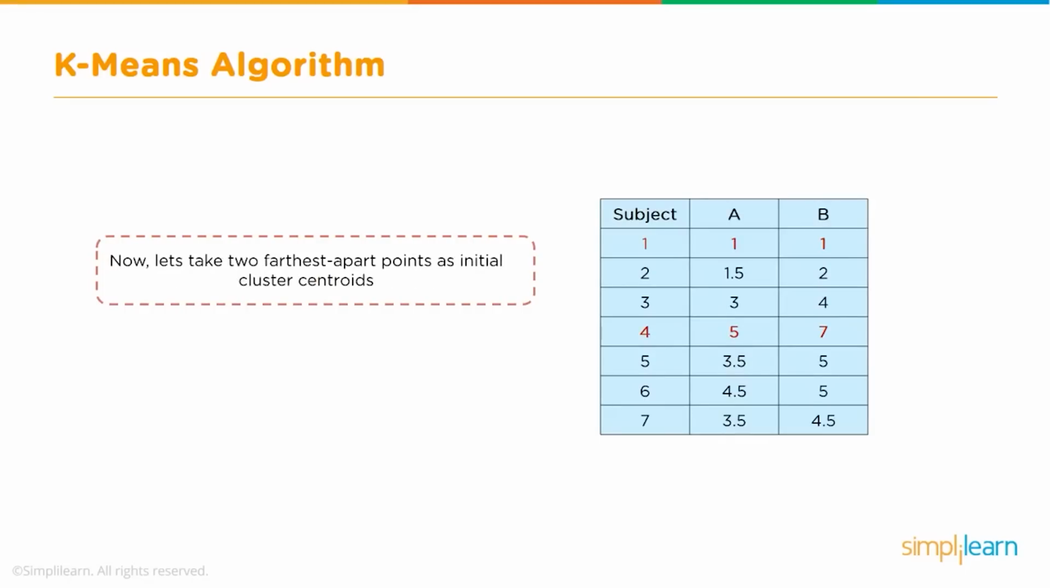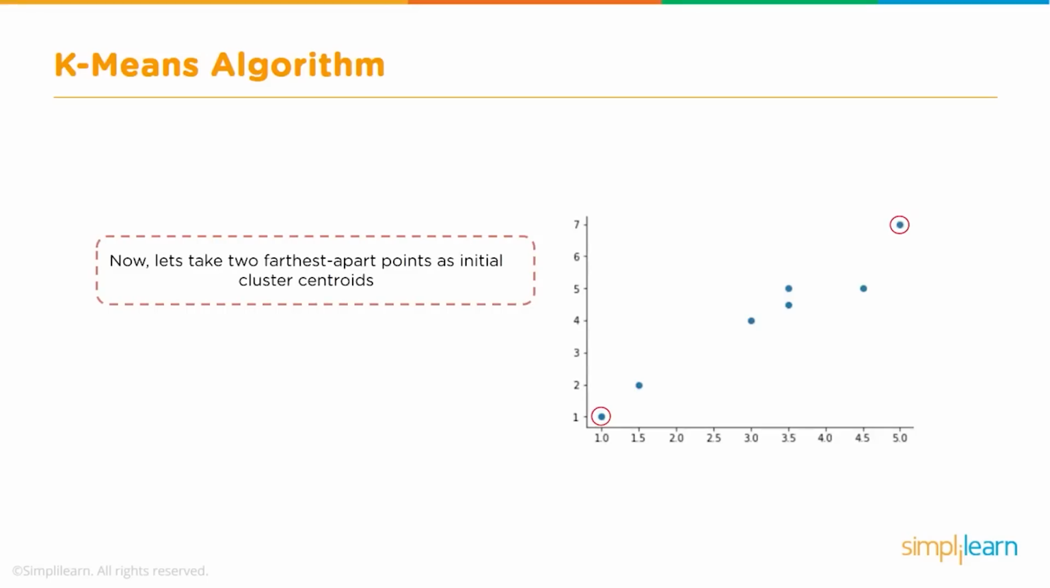Now let's take 2 farthest apart points as initial cluster centroids. Now remember, we talked about selecting them randomly, or we can also just put them in different points and pick the furthest ones apart so they move together. Either one works okay, depending on what kind of data you're working on and what you know about it. So we took the 2 furthest points, 1 and 1, and 5 and 7.